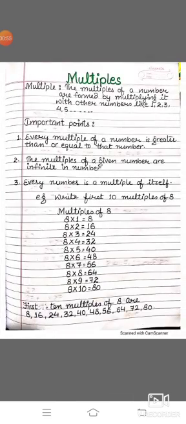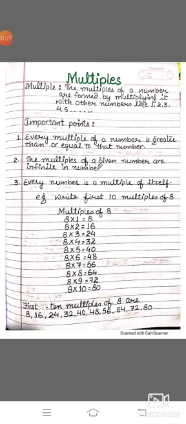Next is multiples. The multiples of a number are formed by multiplying it with other numbers like 1, 2, 3, 4 and 5 and so on. For example, if we multiply 8 with 1, the answer is 8. So 8 is the first multiple of 8. If we multiply it with 2, that is 16. 8 2s are 16. So 16 is the second multiple of 8.